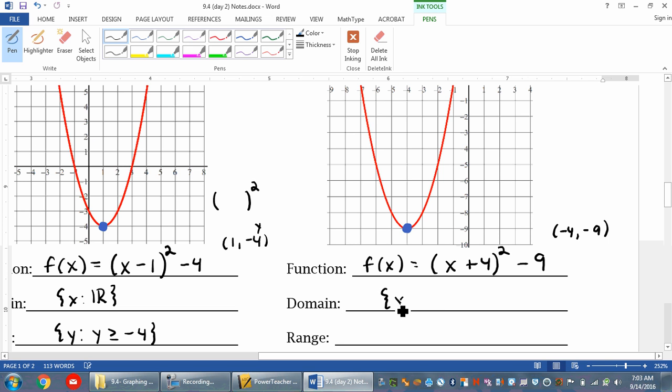Again, for the domain, which is all the numbers, and my range, since negative 9 is the y coordinate and it opens up, it's going to be greater than or equal to negative 9.